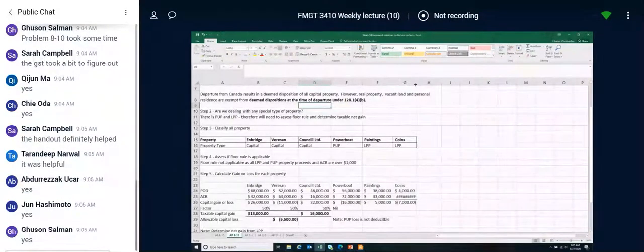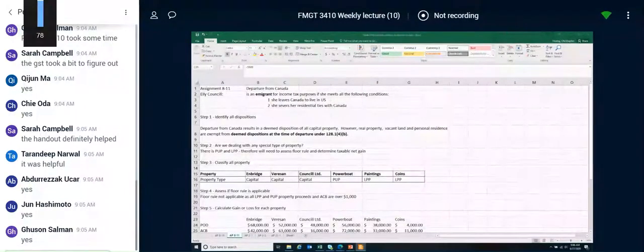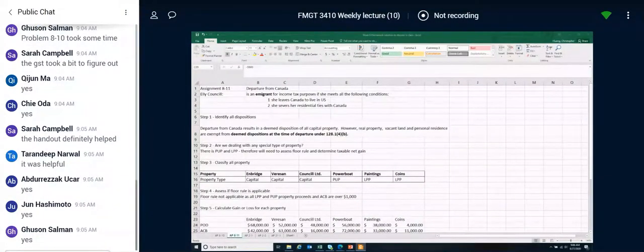This one was going back again to change in use, but there's a little bit of other stuff in here. You've got Ellie. She's a Canadian resident, but she's assigned to move to California, and they just give you a bunch of information. Again, in terms of how you should do things, number one, you want to make sure you identify all the dispositions, right?